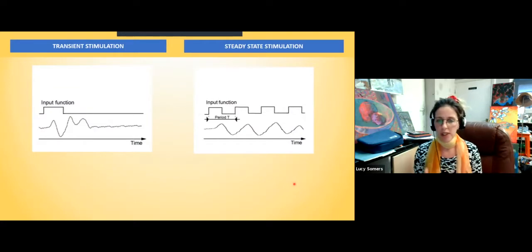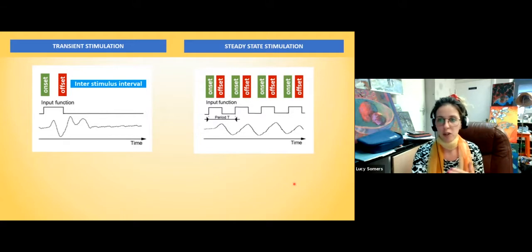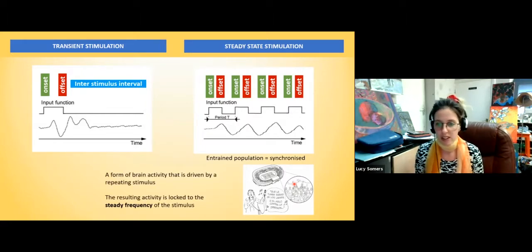So normally with EEG research, you present a stimulus to your observer, and then you watch the brain respond as time goes on. And then you allow the brain to return to a resting state before you show the next stimulus. Now, this differs with steady state stimulation, where you present the stimulus over and over again, rapidly, specifically so that the visual system doesn't get a chance to return to this resting state. Now, what this does is it entrains the neuronal population to respond in synchrony, which means that the brain activity that you then observe is repeating at the same frequency as that of the stimulus.